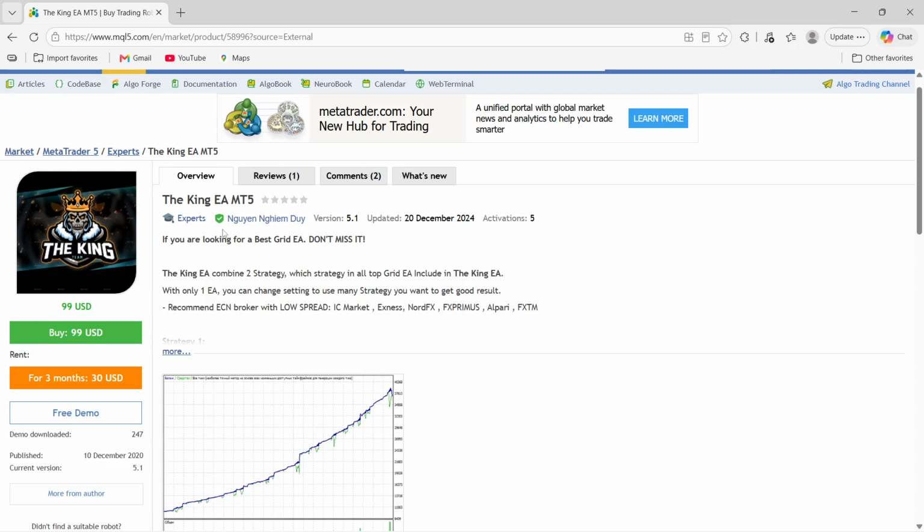Alright, so the King EA MT5. This hedging and grid EA sold for 99 US dollars has been around for a while and is popular among traders who like recovery based systems. So let's go through the claims, how it actually works, and what my backtest revealed.